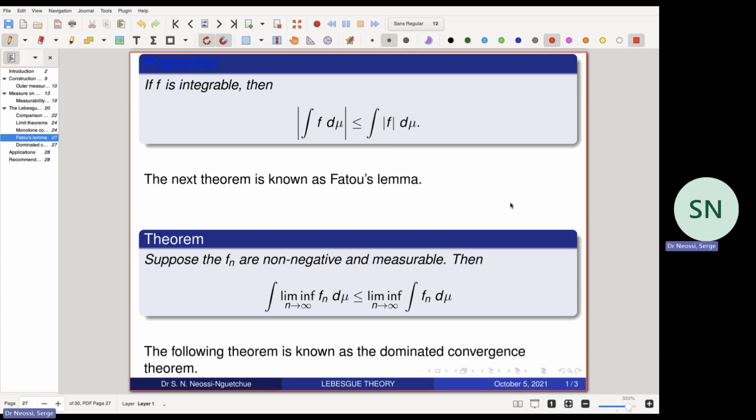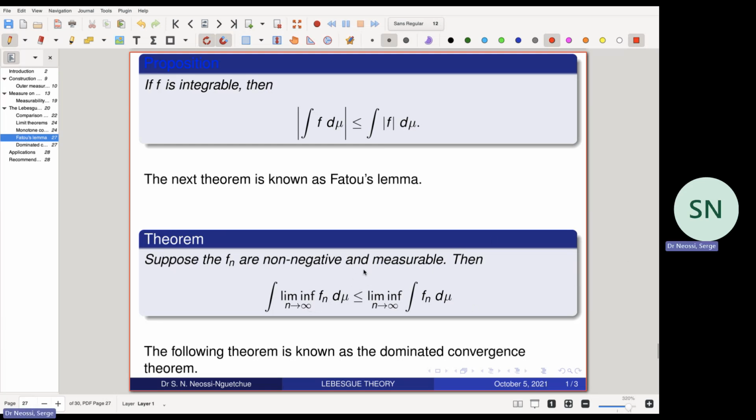What is Fatou's lemma? For Fatou's lemma, there is no extra condition. We just have a sequence of non-negative measurable functions, f sub n, full stop. No information about the functions increasingly converging towards something. You don't have such a condition. Because of that, we are going to have an inequality with the limit inferior.